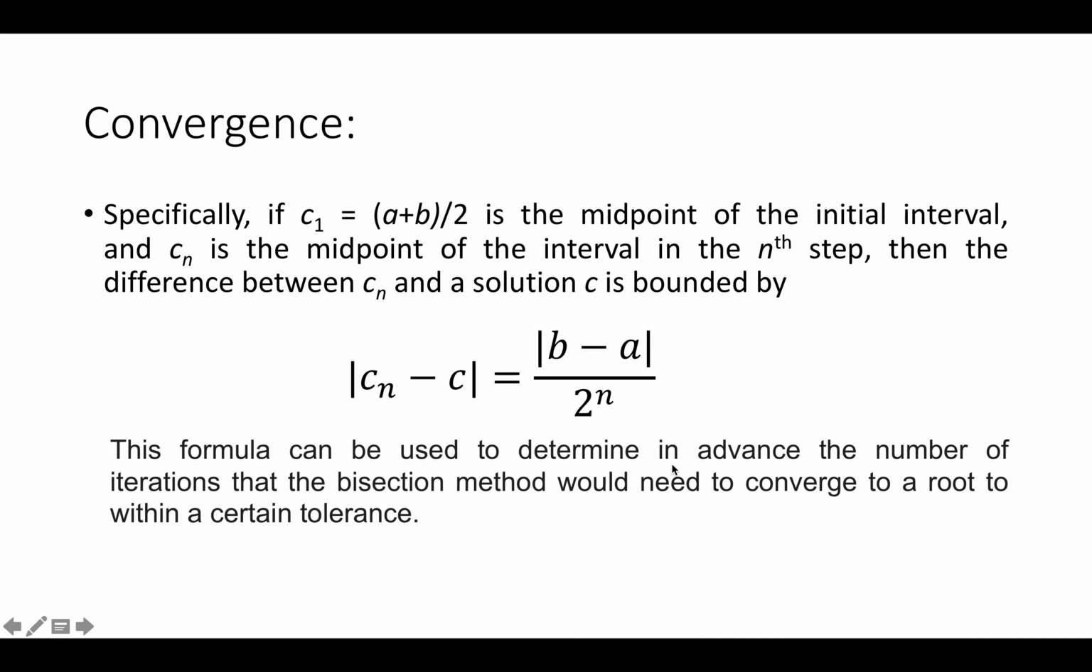This formula can be used to determine in advance the number of iterations that the bisection method would need to converge to a root to a certain tolerance. So the accuracy is sometimes also known as tolerance in programming language.